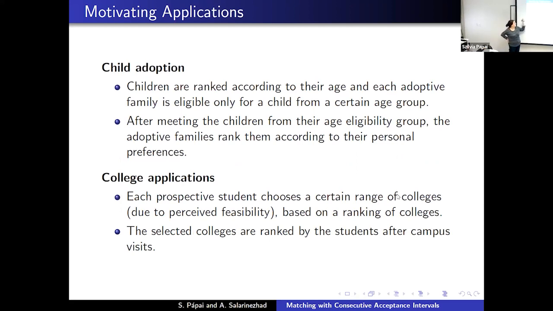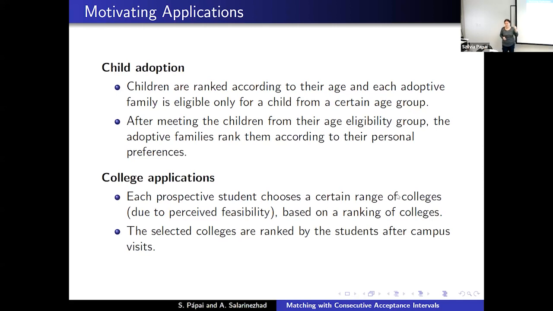Another application could be child adoption, although it's a bit more dynamic. Usually we are looking at a static model here, but if it were a static matching problem, families would only be eligible for a certain age range of children, and then within their age range, they can meet with the children and rank them, giving their preferences.